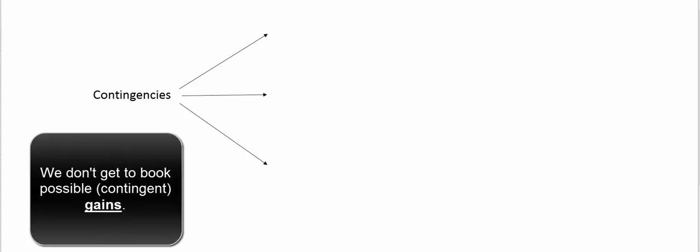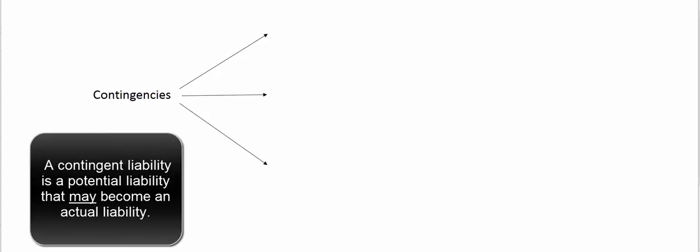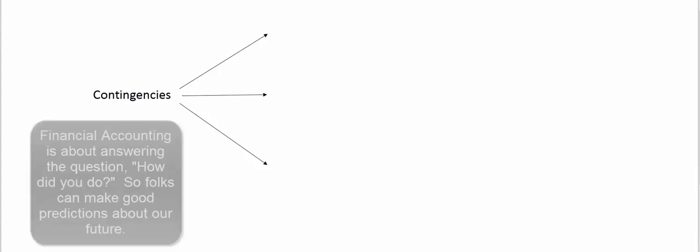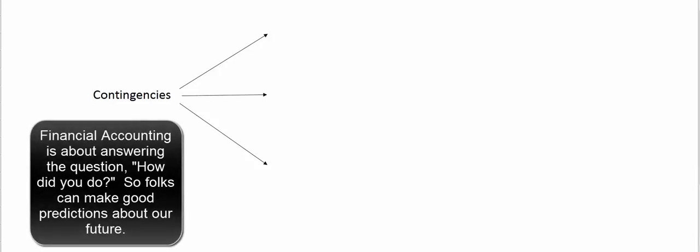So contingencies are bad things that might happen. Remember, we're preparing our financial statements to answer the question, how did you do? So we can tell our existing investors and our prospective investors, those are our primary targets for these pieces of information, how we did, so they can make predictions about how we're going to do. So if we know there's some bad news on the horizon, we should probably tell them about it.